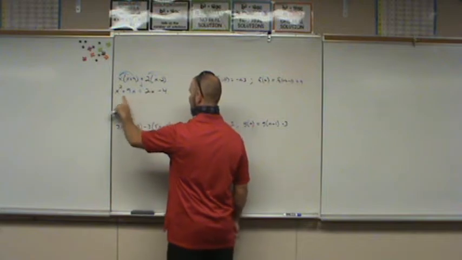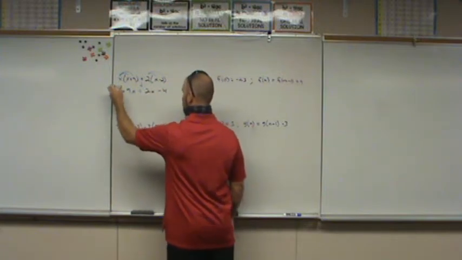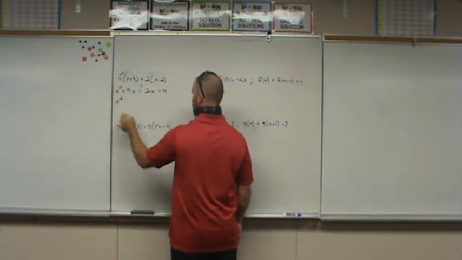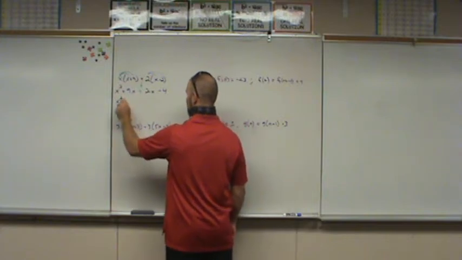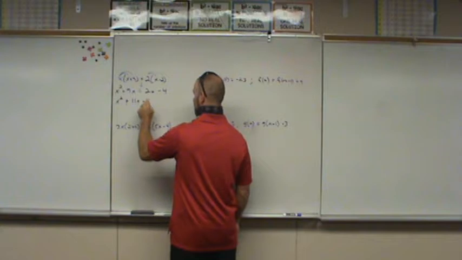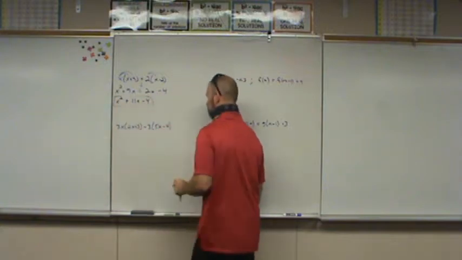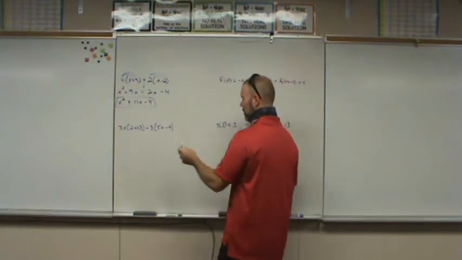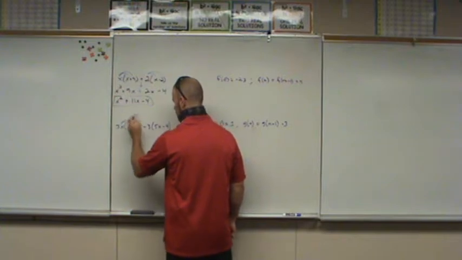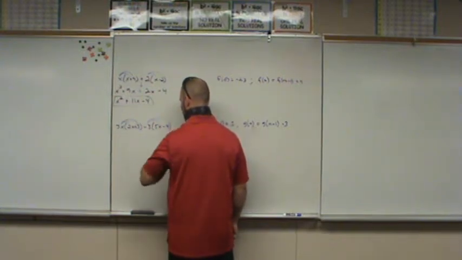Now I'm going to combine like terms, left to right. No other x squareds, x squared. 9x plus 2x, 9 plus 2 is plus 11x minus 4. You're done. That's it. Carry the same thing over to the next one. This is very similar to what we've done before.